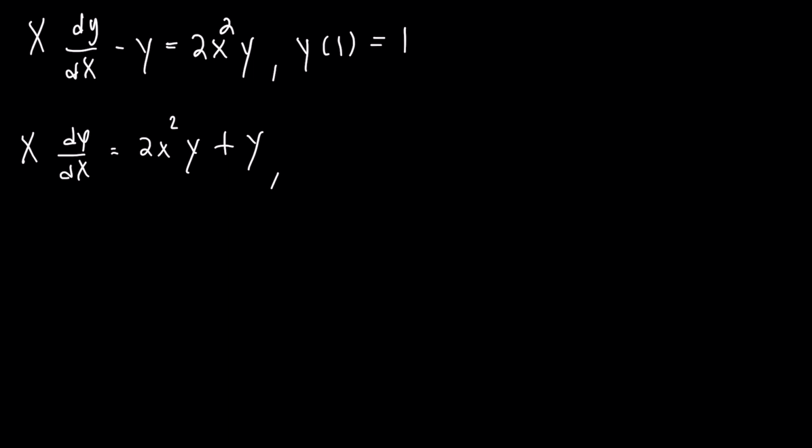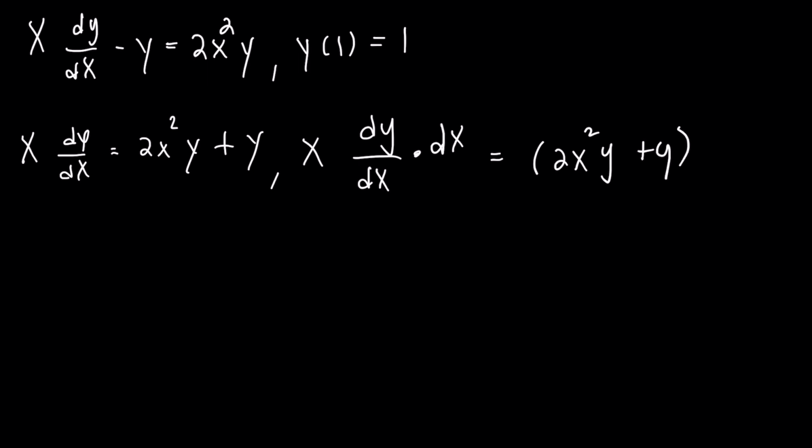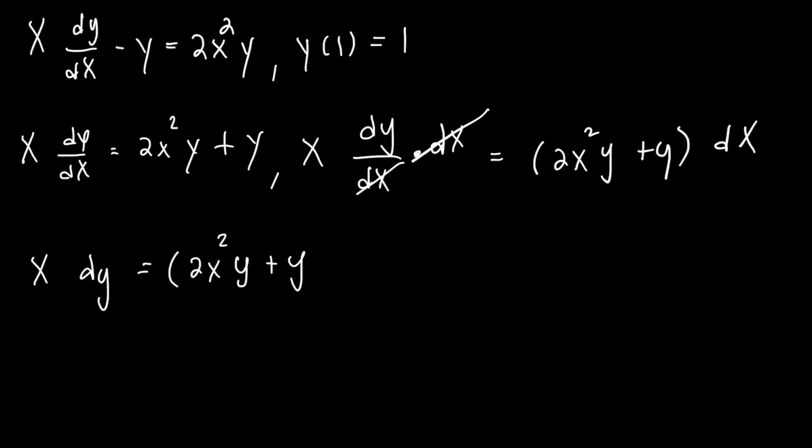And from here, we can multiply dx on both sides. So we're going to have x dy/dx times dx equals 2x squared y plus y times dx. You can think of the dx as canceling each other. We have x dy equals 2x squared times y plus y dx.